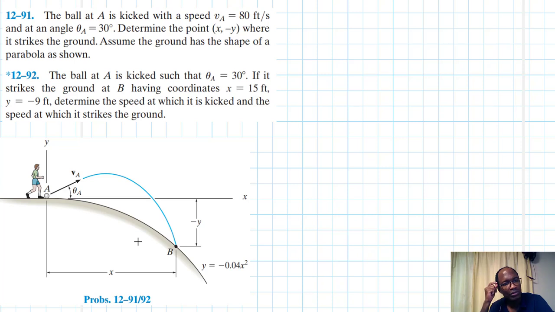The second problem: the ball at A is kicked such that theta A is equal to 30 degrees, similar to the other case we just read. If it strikes the ground at B having coordinates x equal to 15 feet, y equal to minus 9 feet, determine the speed at which it is kicked and the speed at which it strikes the ground. Both these problems are coming from Engineering Mechanics and Dynamics, 14th edition, by R.C. Hibbeler.